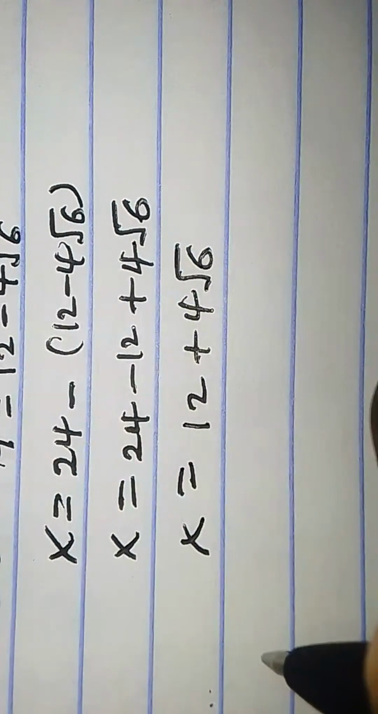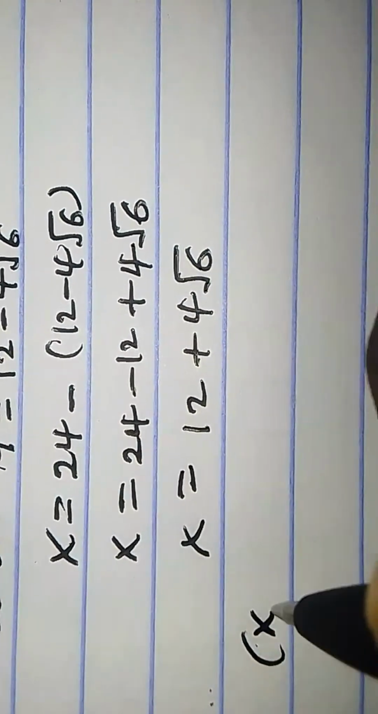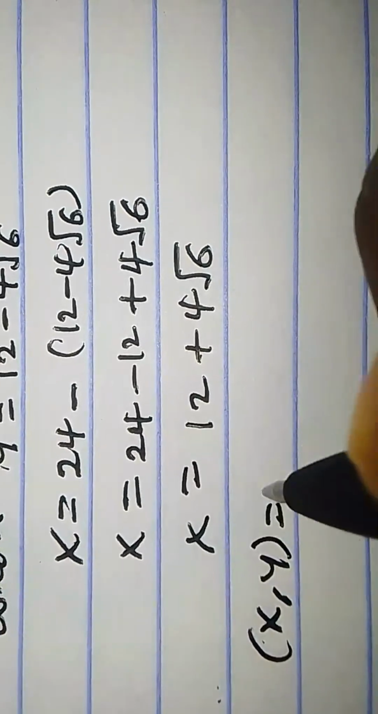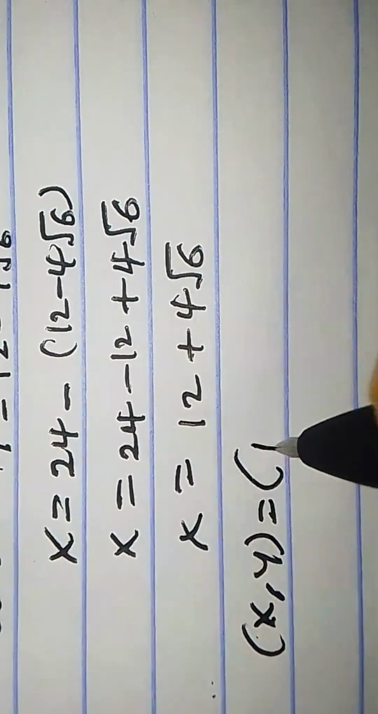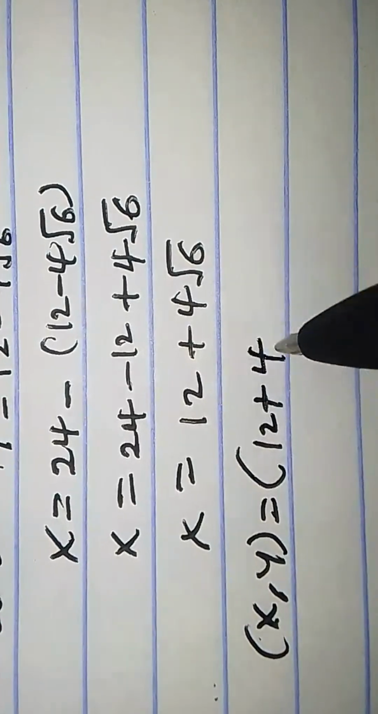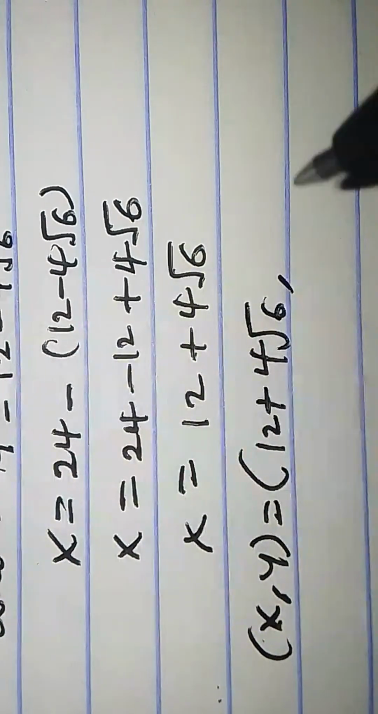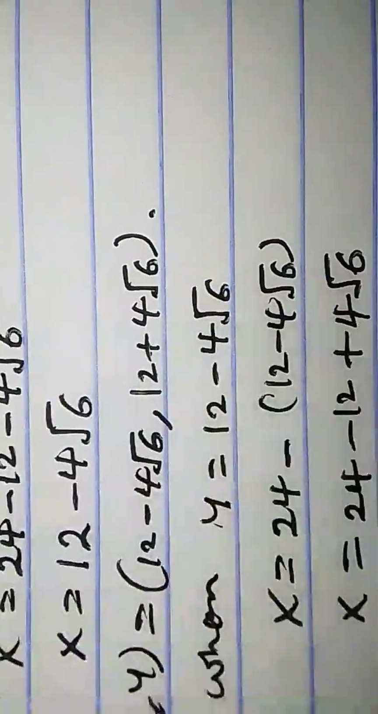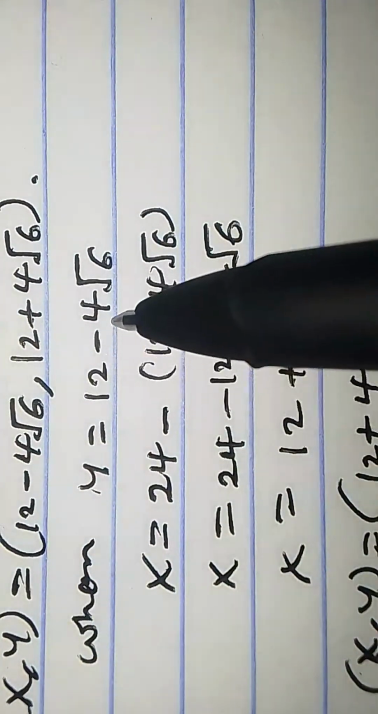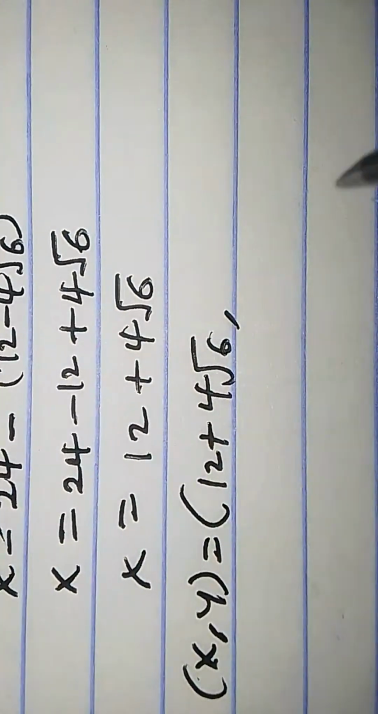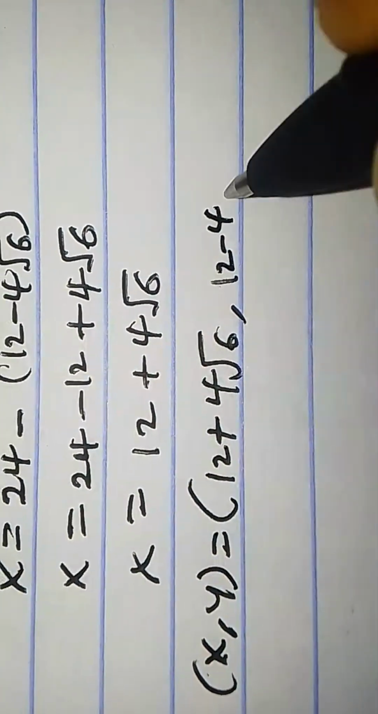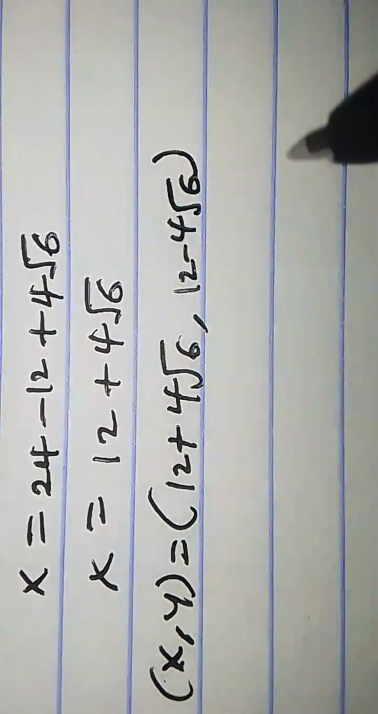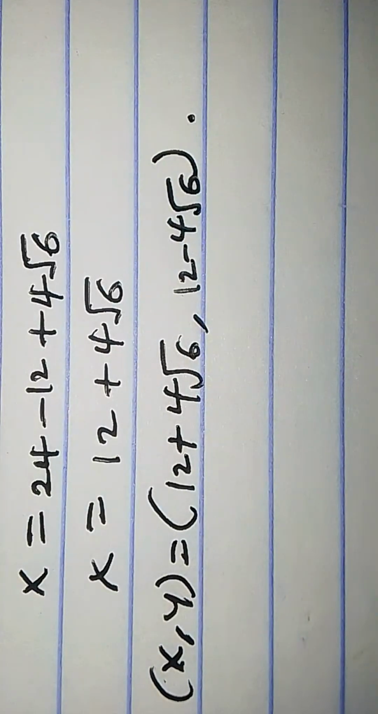That means the second solution is (x, y) equal to x is this 12 plus 4 root 6, comma, and the value of y is what we have here, 12 minus 4 root 6. This is the second solution.